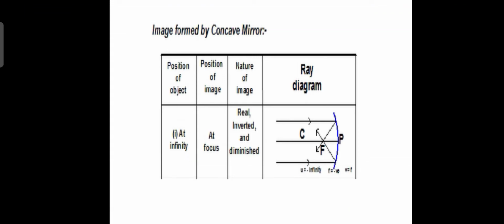Then the position of the image formed will be at the focus, and the nature of the image will be real, inverted and diminished. It will be a point image. Let us look at how the image is formed.